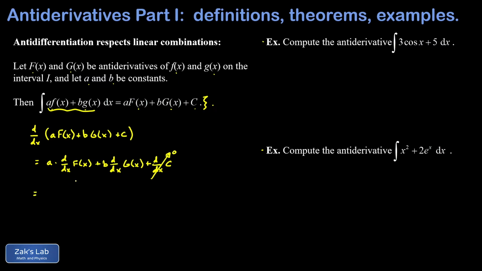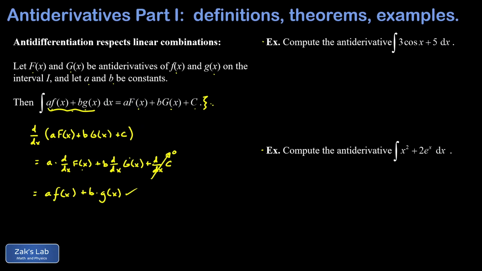And by assumption here, big F was the antiderivative of the function little f. So differentiating it gives me the function little f. And I have a little f of x. And similar for g, the derivative of big G is little g, because big G is the antiderivative of little g. And by showing that the derivative of the right-hand side here is equal to the function a little f plus b little g, we've verified that it's the antiderivative.